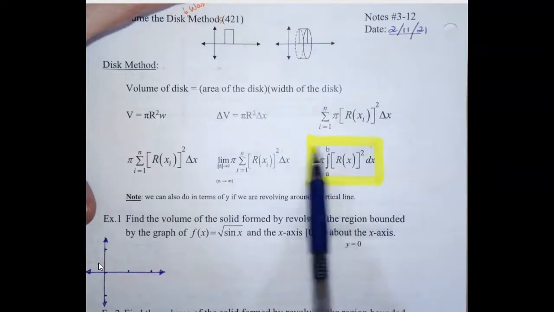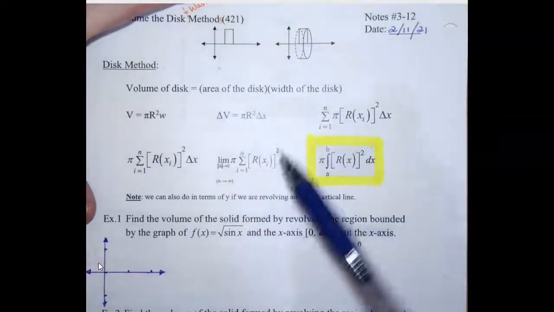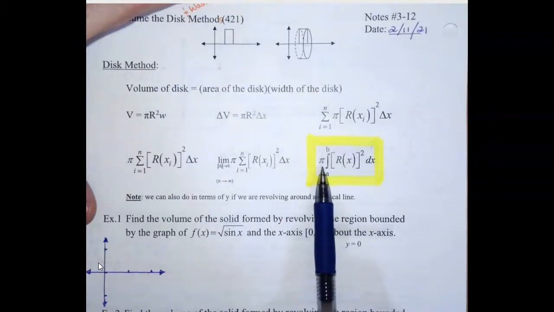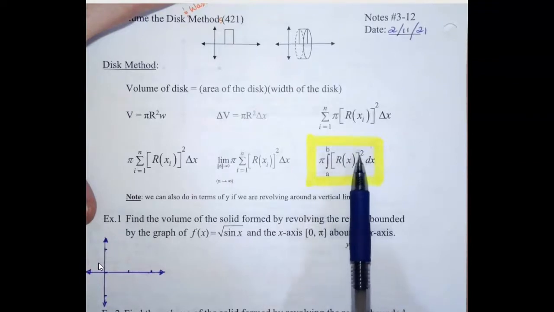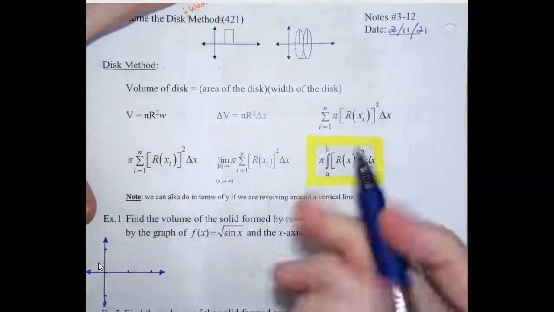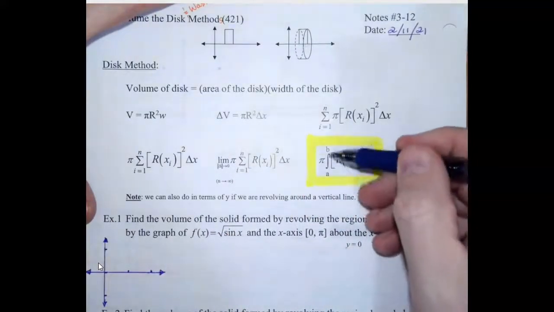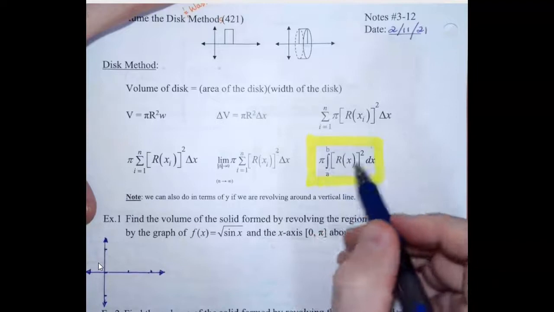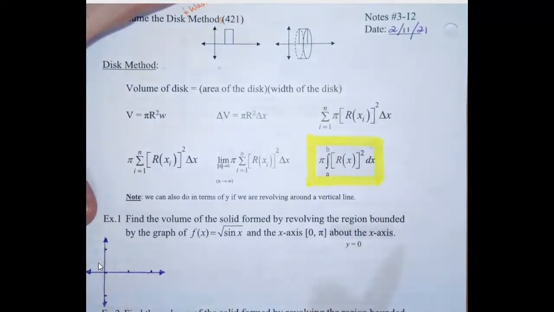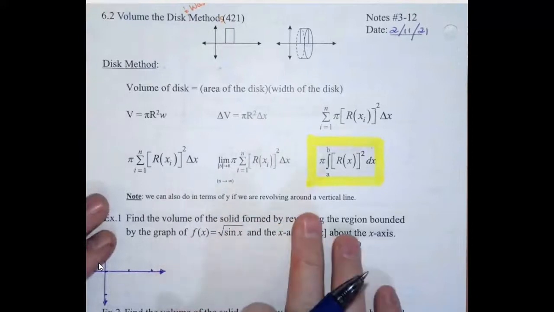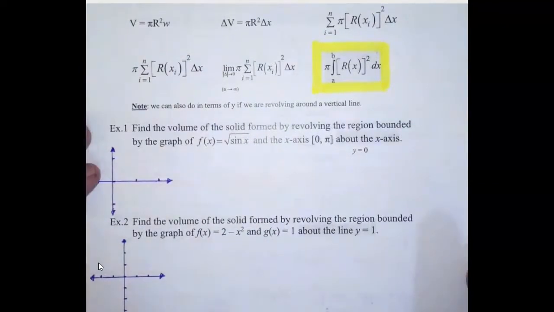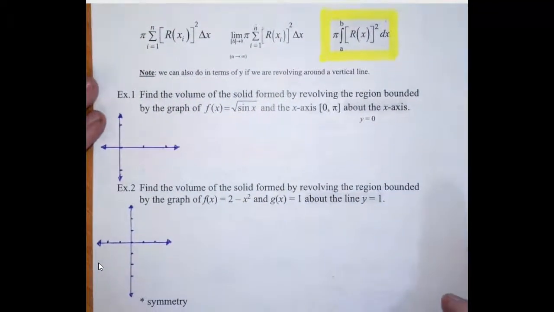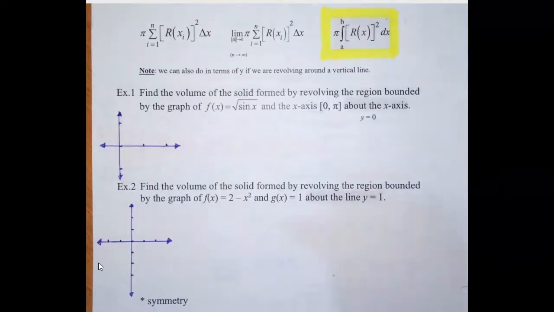Anytime we're revolving around something, obviously that's going to give you a circle, and so that's going to give you pi r squared. That's all it is. It's pi times the radius squared. And then the dx are all the widths of the rectangles, going from a to b. So that's kind of the height. So it's pi r squared h, basically. We can also do this in terms of y if we're revolving around a vertical line. Now there's all kinds of different scenarios. Depending on where the lines are, there can be some things that get a little bit trickier. So let's see what we have here.